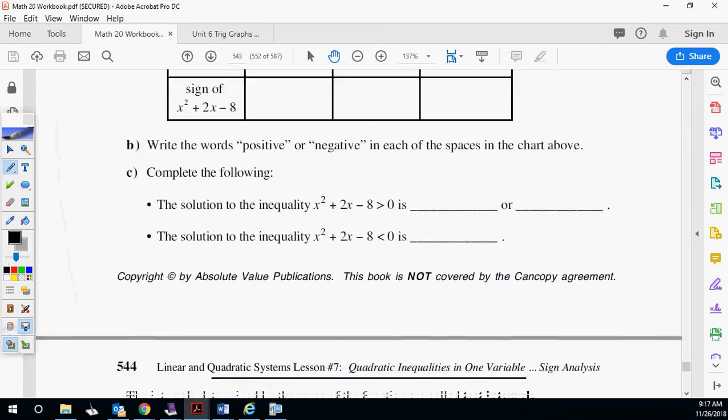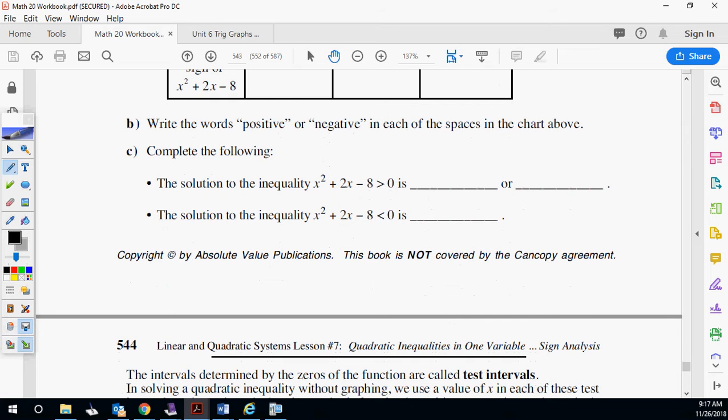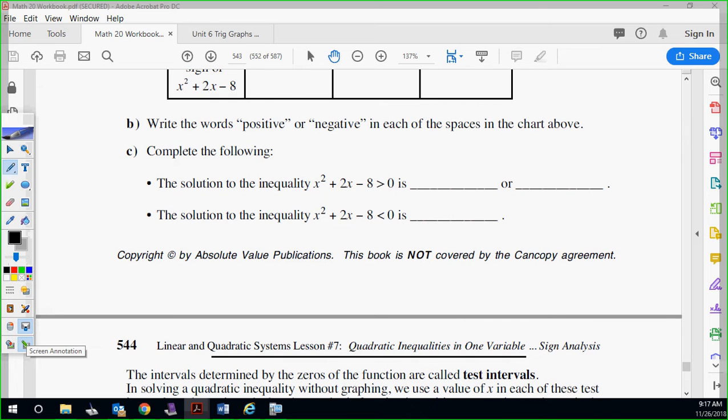All right, then part C, complete the following. The solution of the inequality x squared plus 2x minus 8 greater than 0 is the piece less than -4 and the piece greater than 2. The solution of the inequality x squared plus 2x minus 8 less than 0 is between the two: x greater than -4 but less than 2.